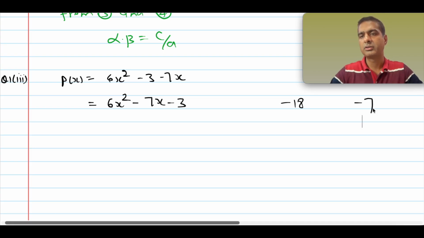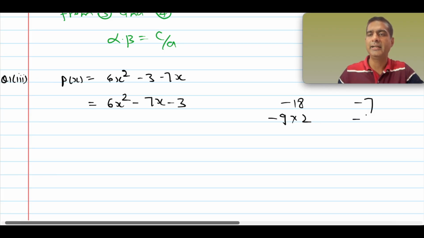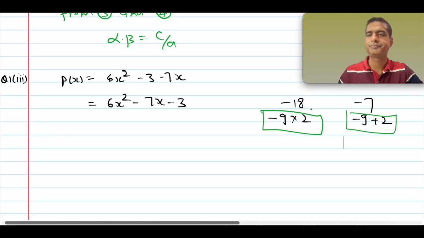Because the product is negative 18, I know one of the numbers will be negative and the other will be positive, then only the product will be negative. And we want their sum to be negative 7. It means the magnitude of the negative number is greater than the magnitude of the positive number. So I know 9 and 2 are two factors of 18. So I can write negative 9 into 2 and negative 9 plus 2. So these numbers negative 9 and 2 satisfy our criteria.